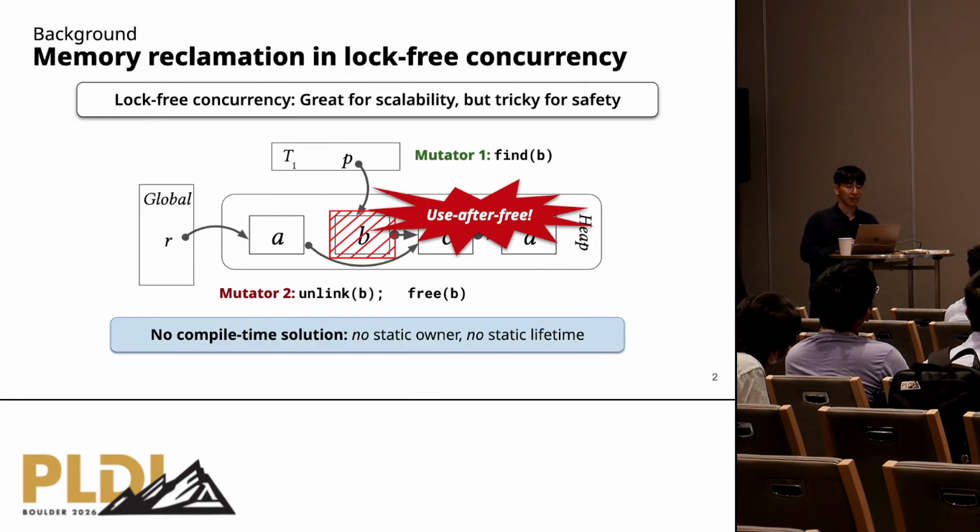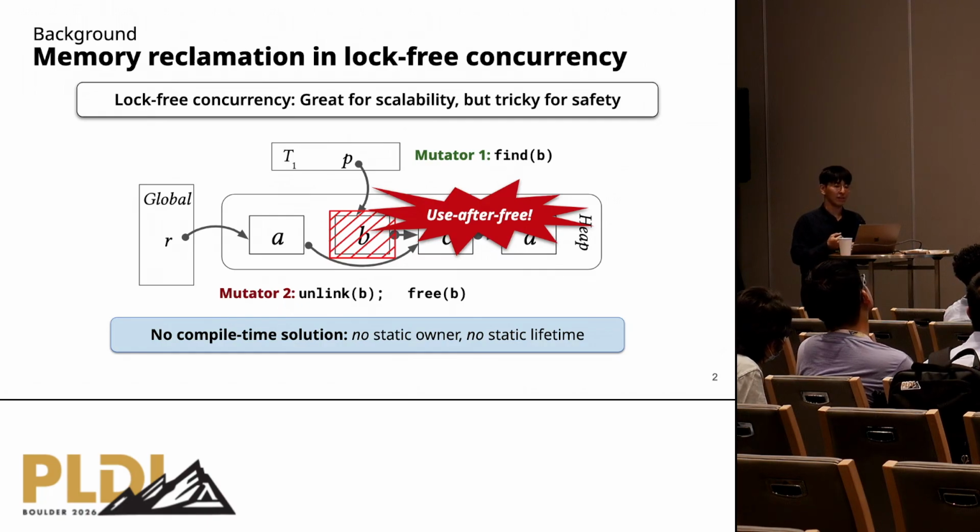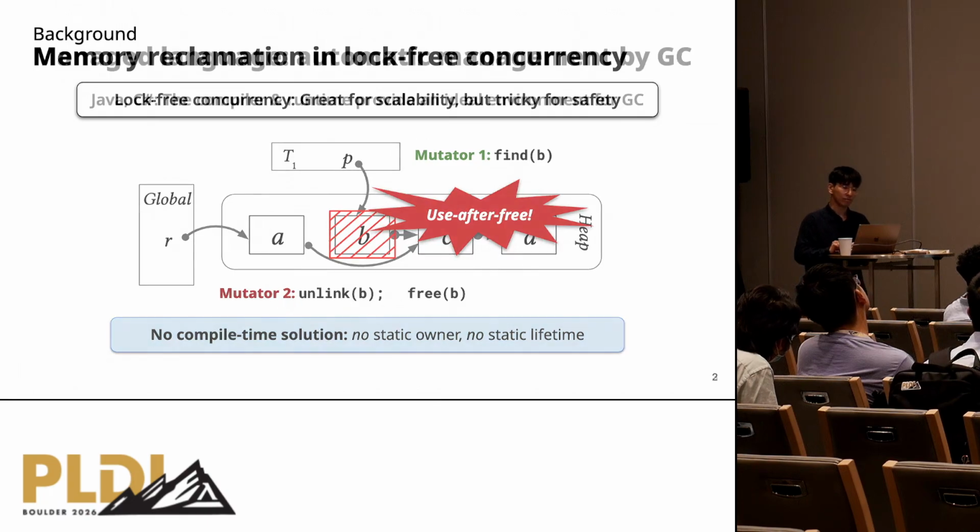The hard part is that this race has no compile time solution. Unlike single-threaded code, B has no static owner and no static lifetime for the compiler to reason about. So safety has to be decided at runtime.